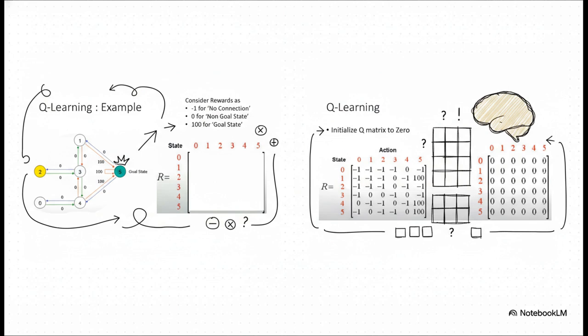To help it learn, we have a reward matrix. It gets 100 points for hitting the goal, 0 for making a valid move, and a penalty for trying to walk through a wall. And on the right, that's our agent's brain, its Q-table. And as you can see, it's completely empty. Right now, it knows nothing.